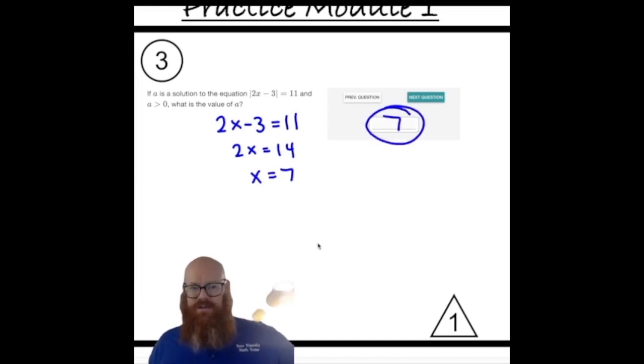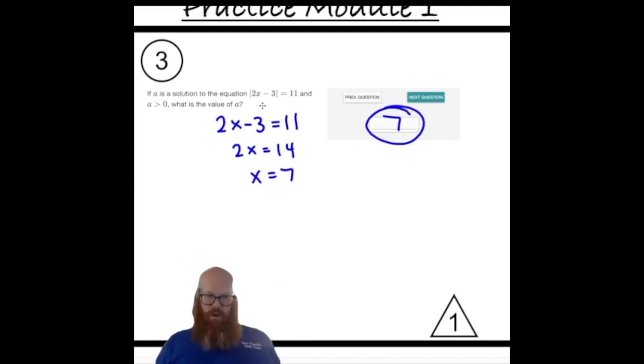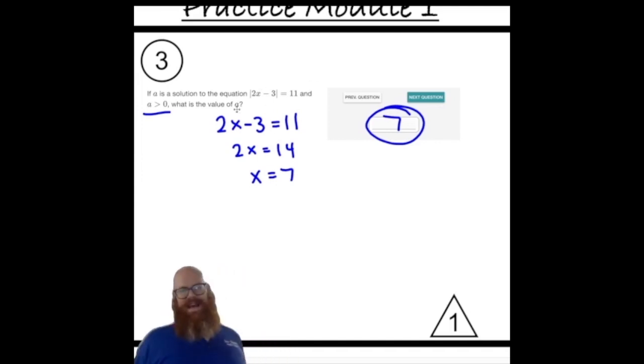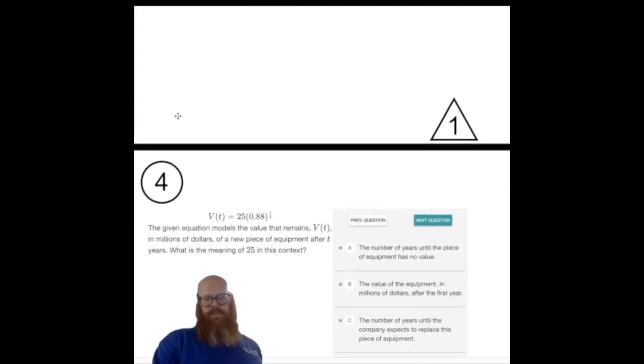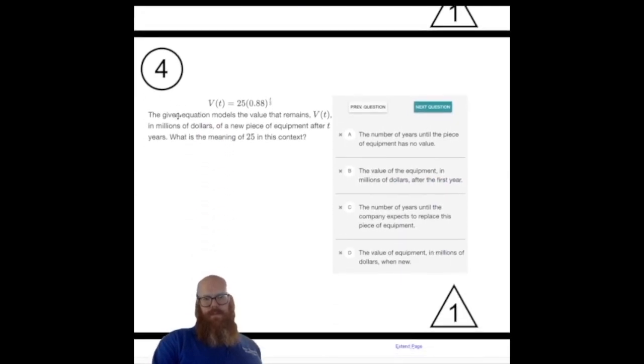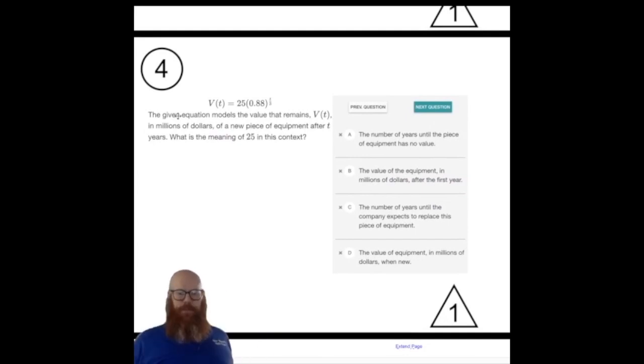And that's our answer. Now, the other one would be to set 2x minus 3 equal to negative 11 and solve that. That would give you a negative answer, but they just want the positive answer. So if you did use Desmos, you would plug it in as is. You would see 2 vertical lines, and you would take the one that goes through 7 because that's positive. All right, moving on to number 4.